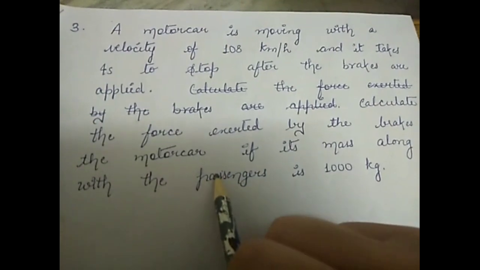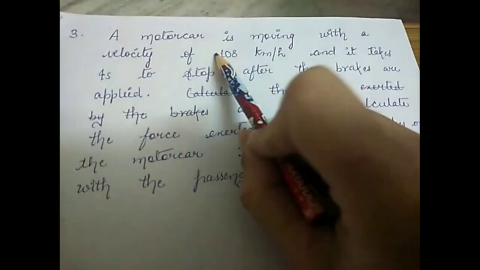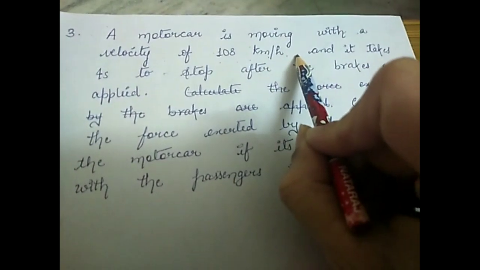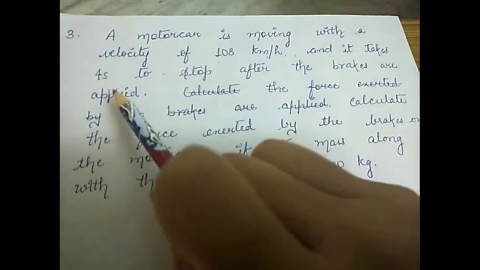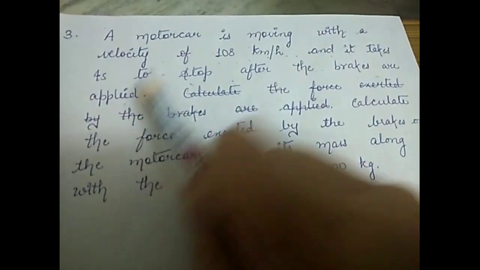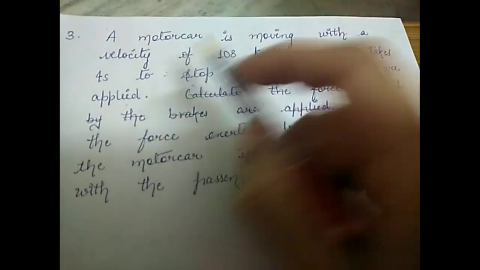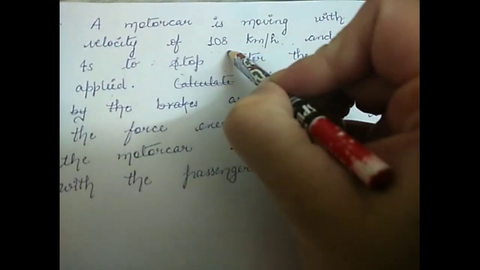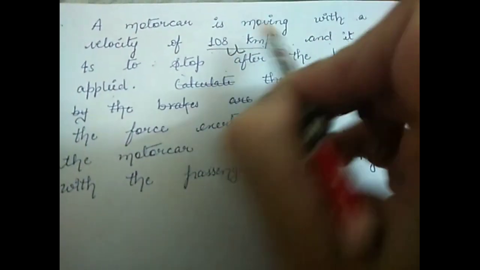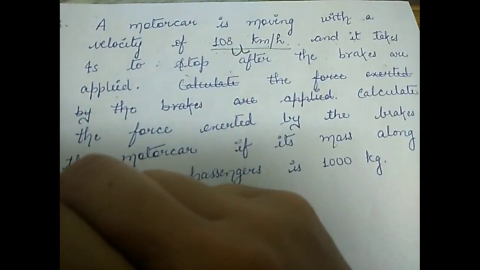Okay, what is written here? A motor car is moving with a velocity of 108 km per hour and it takes 4 seconds to stop after the brakes are applied. Okay, a motor car is moving with a velocity. So it has an initial velocity. It is already moving with a velocity. That means it is its initial velocity.